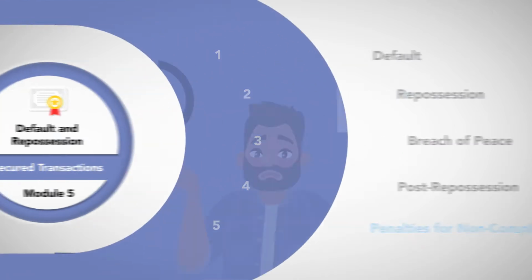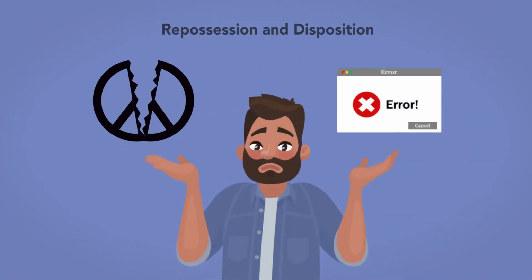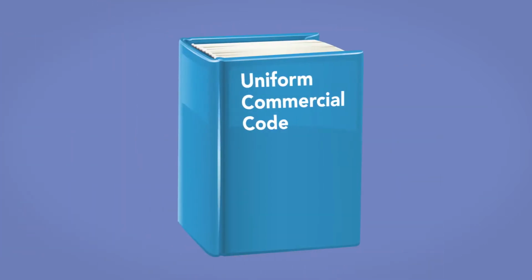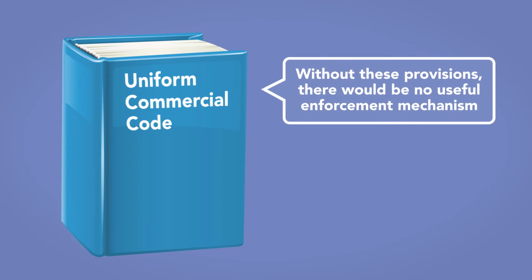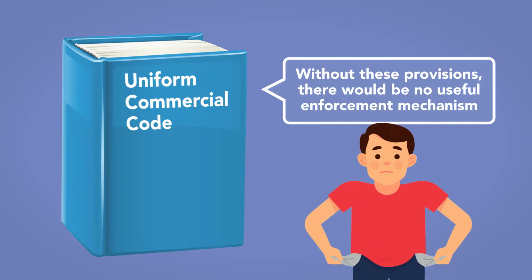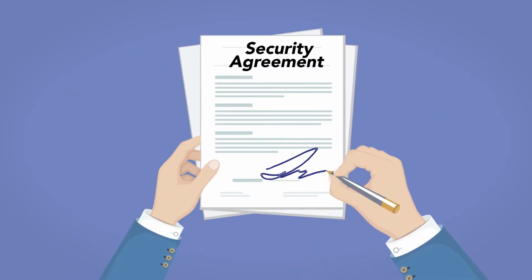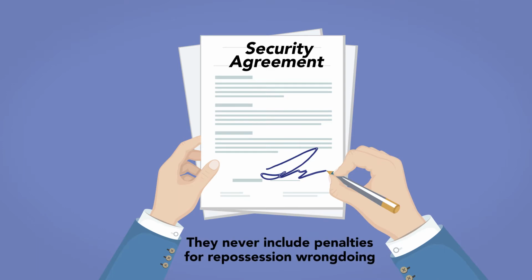When a secured party commits a breach of the peace or otherwise errs in the repossession and disposition process, penalties are imposed under the UCC. Without these provisions, there would be no useful enforcement mechanism as defaulting debtors are rarely in a financial position to sue to enforce their rights in separate proceedings. Since secured parties usually draft security agreements, they never include penalties for repossession wrongdoing.